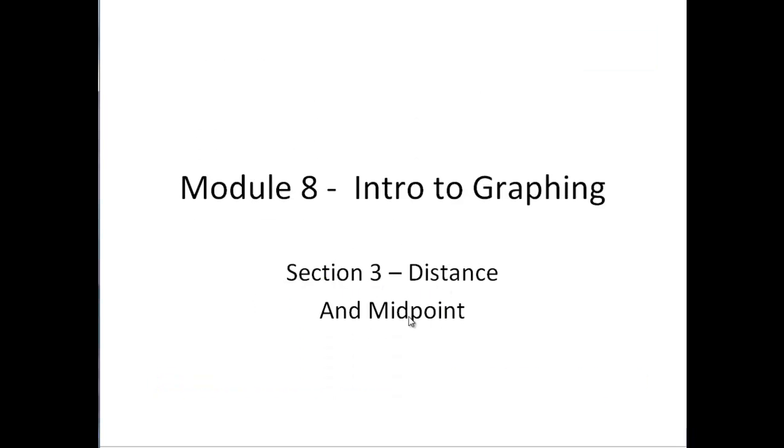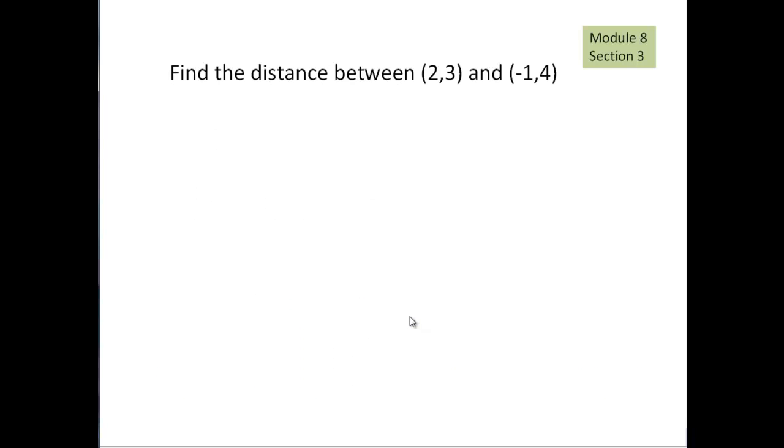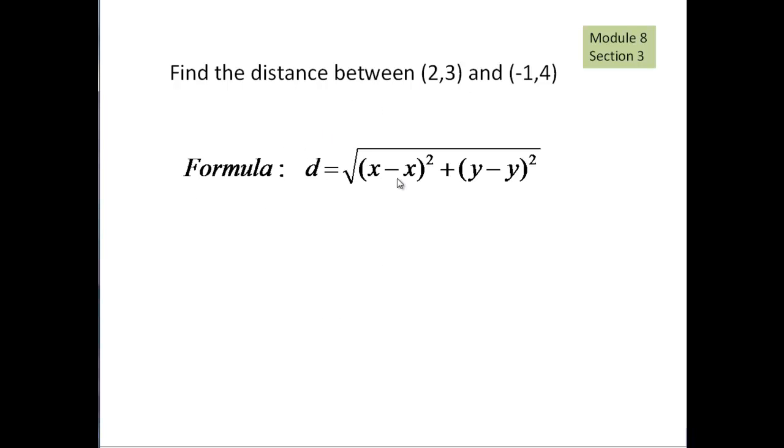Okay, section 3 is the distance and midpoint formula. We will need to know, if they give you 2 points, how to find the distance. To find the distance you subtract the x values, square that, subtract the y values, and square those. So we subtract our x values, write that down. After you square it, subtract the y values, square that, then take the square root.